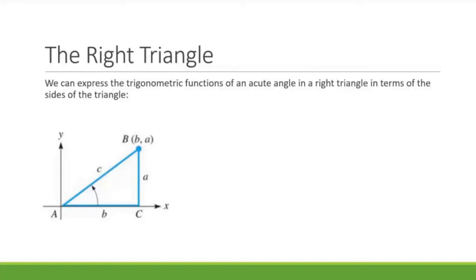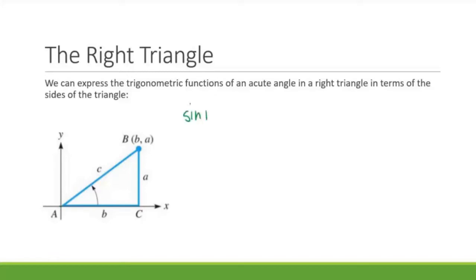So we can apply what we looked at in the XY coordinate plane to triangles. And we can do that by starting with a triangle situated in the coordinate plane with one of the angles here, angle A, at the origin. So let's go through the trigonometric functions for angle A.